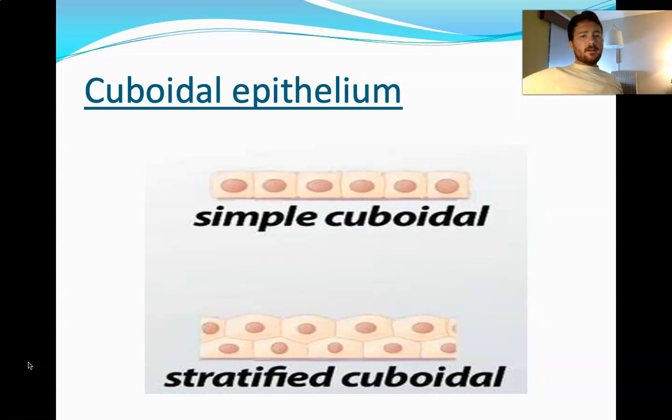The next type of epithelium is cuboidal epithelium. You can see cuboidal is very easy to understand because these cells are a cube. And when they're stratified, they take a little bit of different shape than a cube, but still a pretty similar shape. They are not flattened out like the squamous. They are more cube-shaped.